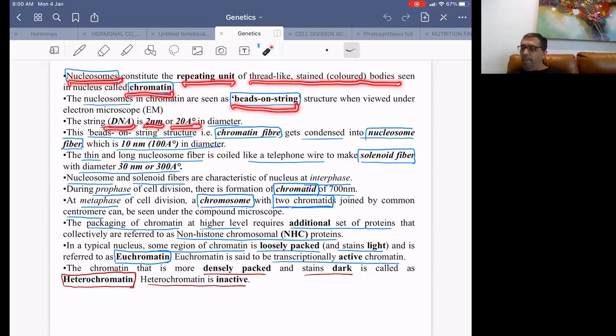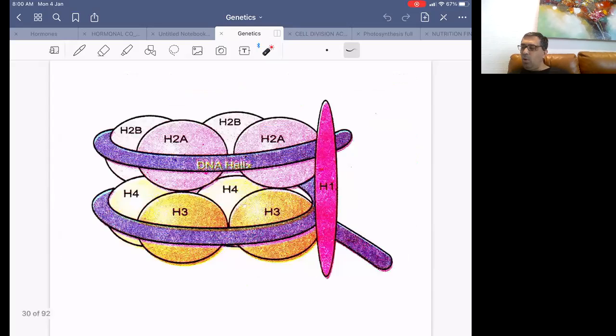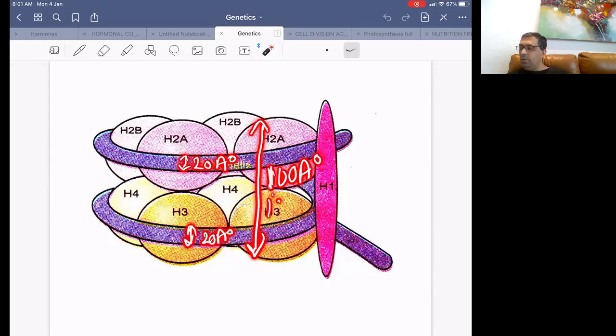20 angstrom. The beads on a string appearance called chromatin fiber is condensed into nucleosome fiber, which is 10 nanometers or 100 angstroms. So how much is this chromatin fiber? 100 angstrom. This is one chromatin fiber. How much is this DNA? 20 angstroms. And how much is one bead? 100 angstroms, or 10 nanometers.